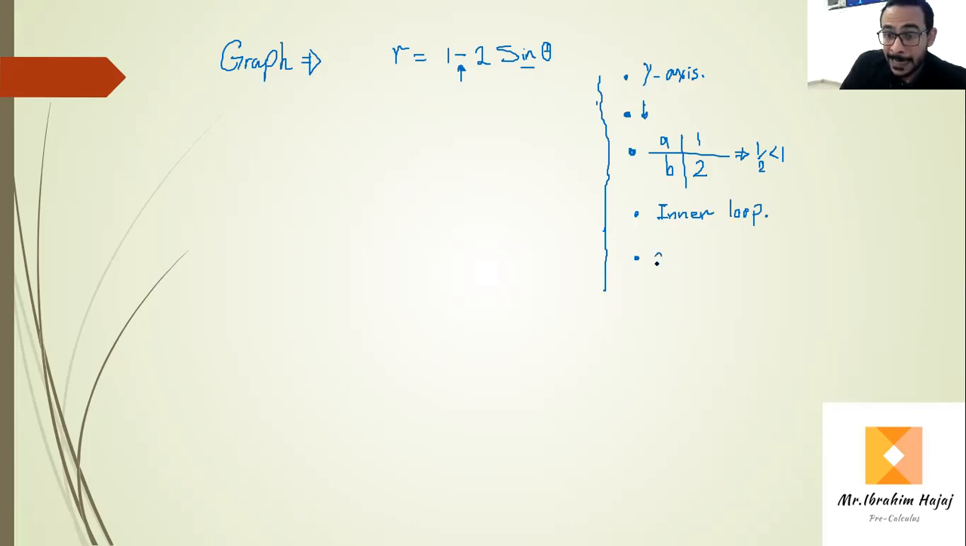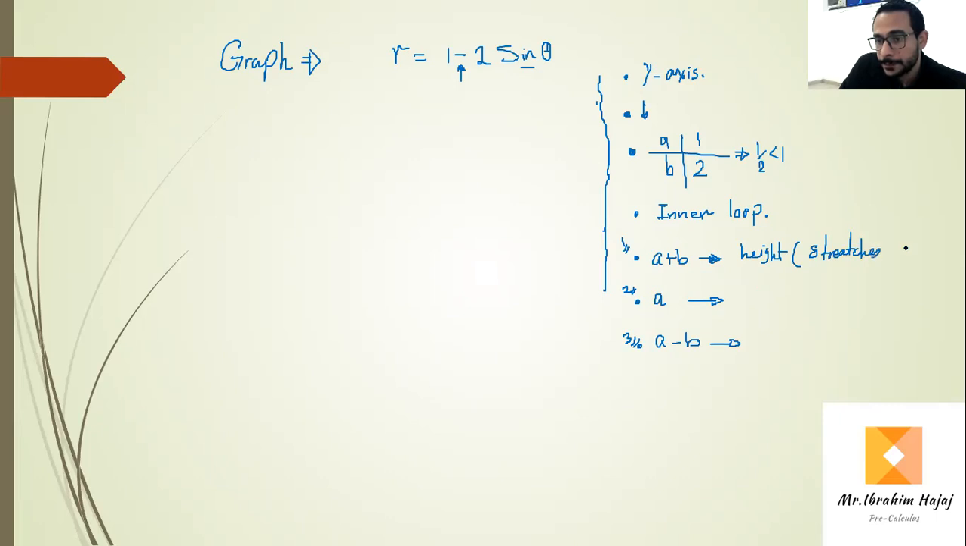Now the important things are A plus B, A only, and A minus B. Pay attention to graph quickly without drawing a table and using pi over 6 and its multiples. You can follow these steps to graph. The first step is to find A plus B. The second step is to find the length of A. And the third step is to find A minus B. So A plus B gives what here? It gives the height, or how the graph stretches on the major axis, the main axis.